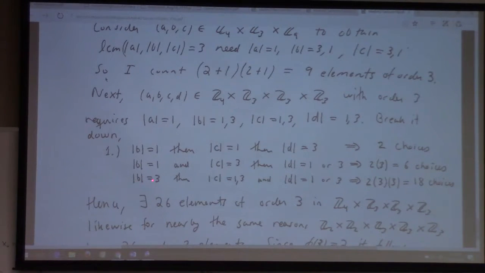And then we're in the next case. If this is 3 and this is 1 or 3 and that's 1 or 3, then there's 3 choices for here, because you've got 2 elements of order 3 or 1 element, the identity. So 3, 3, and then that's, of course, 2 choices here. So I've got 2 times 3 times 3, 18 choices. So 26 elements of order 3 in here. And of course, if you have 26 elements of order 3, every subgroup of order 3 comes with 2 generators. So you divide by 2, that gives you 13 subgroups of order 3.